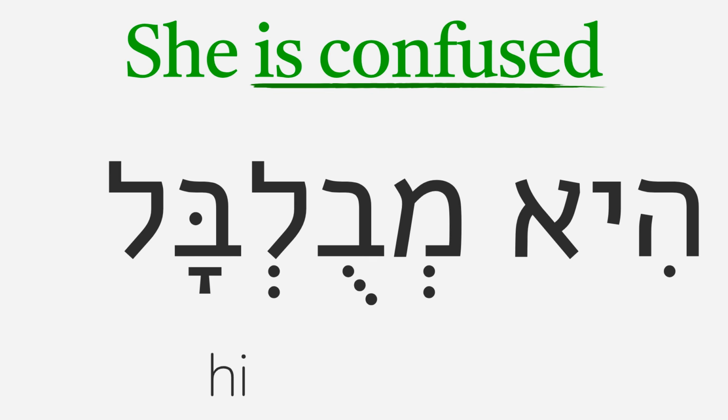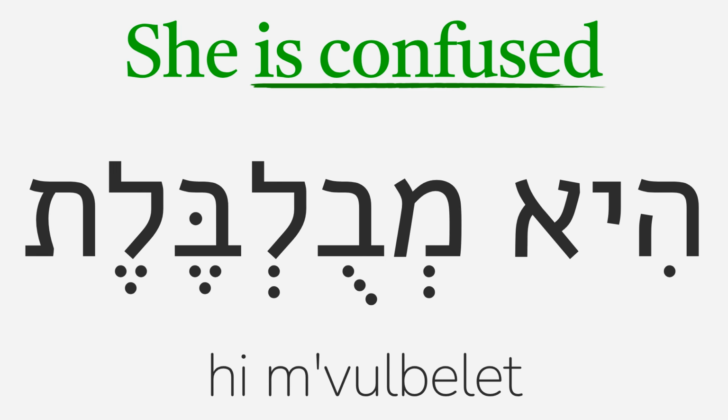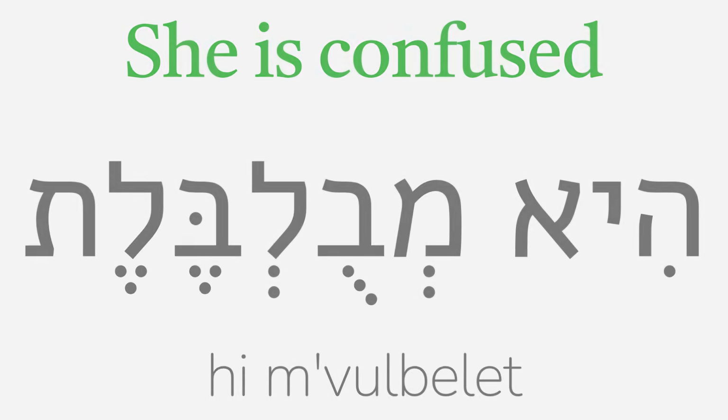In this sentence, this verb needs to be in feminine singular form, and to do that, we'll change the kamatz to a segol and add another segol and tav at the end to make mevulbelet, is confused in feminine singular form. Hi mevulbelet. She is confused.